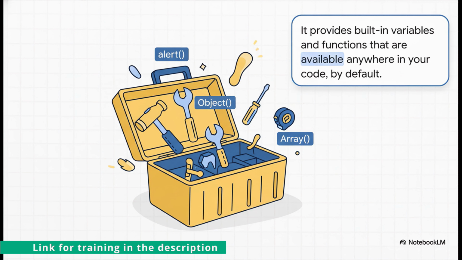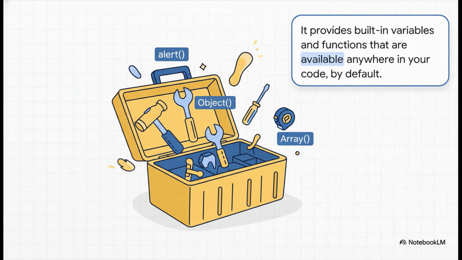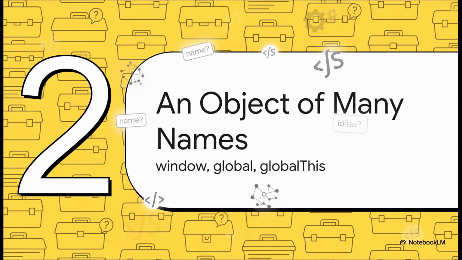I love this analogy. Think of the global object as this universal toolbox that's just always there, no matter what project you're working on. It's full of standard tools, functions like alert, built-ins like Array. You don't have to bring your own. You just reach in and grab what you need. Now, here's where things can get just a little bit confusing. This universal toolbox doesn't always go by the same name. It actually changes depending on where your code is running.